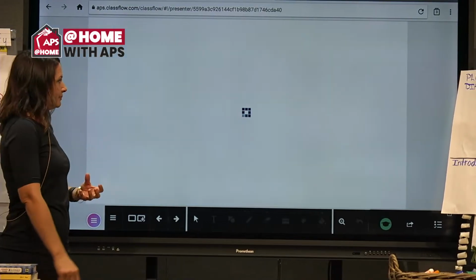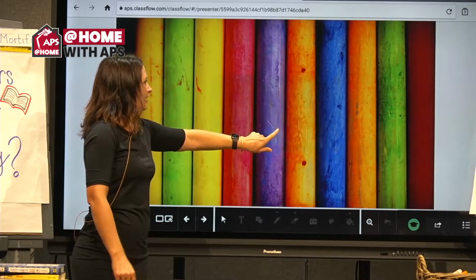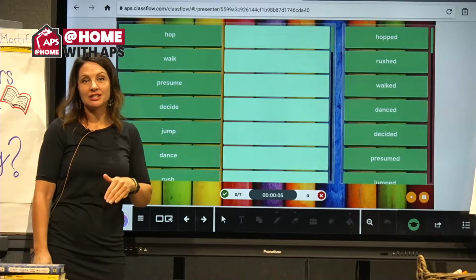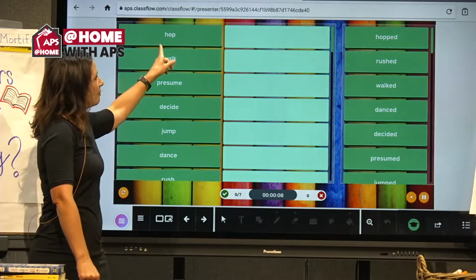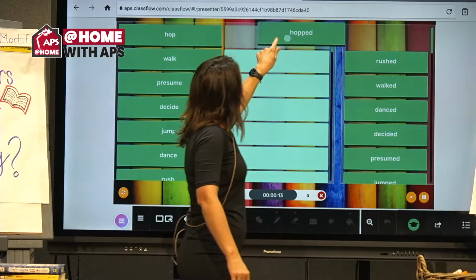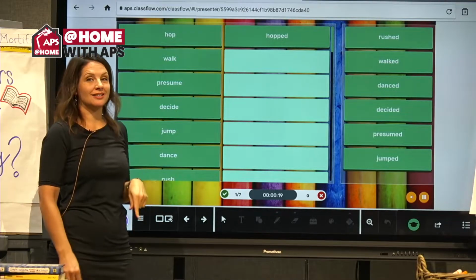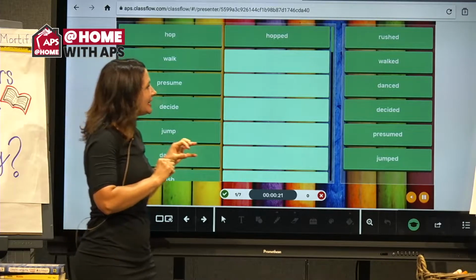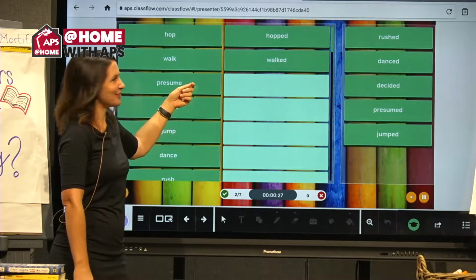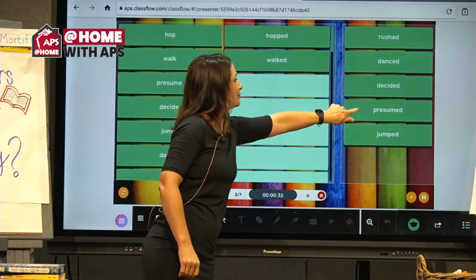I've made a little game. I wish you were able to play it with me, so we'll play together. We have to match hop to the correct spelling with ed. Hop, H-O-P. I need to double the last consonant before I add ed. Walk. There are two consonants at the end, so that means I just add ed. Walked. Presume, that's our word of the day. There's an E at the end. Drop the E, add ed. Presumed.